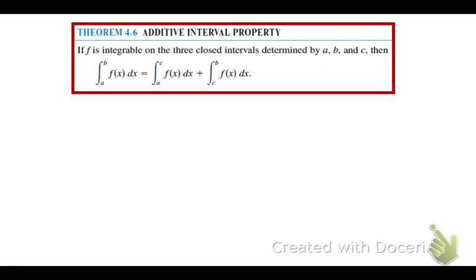Okay. So the next one is if the integral from a to b can be cut into the integral from a to c plus c to b. So that means that c is between what? A and B.